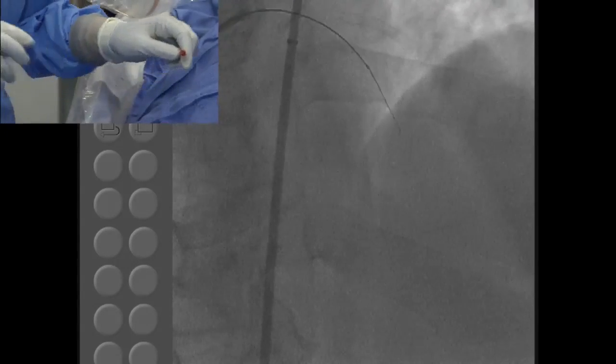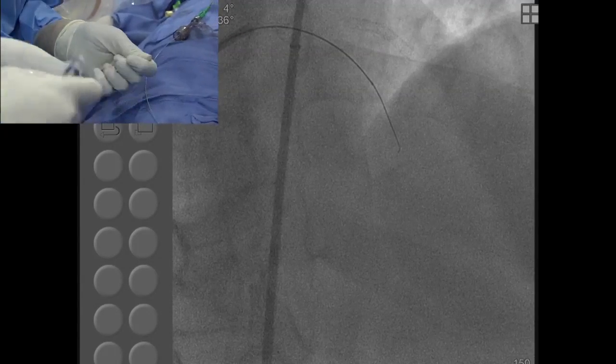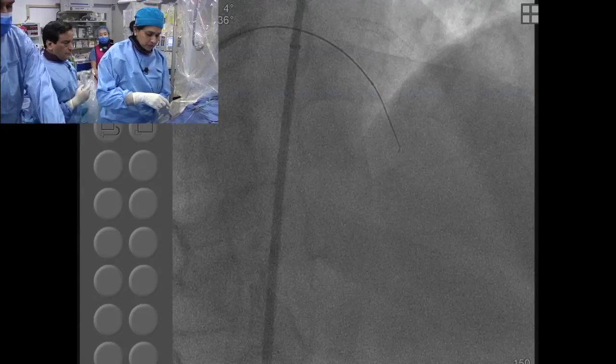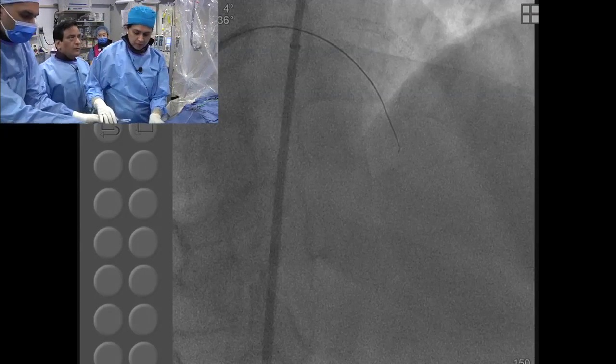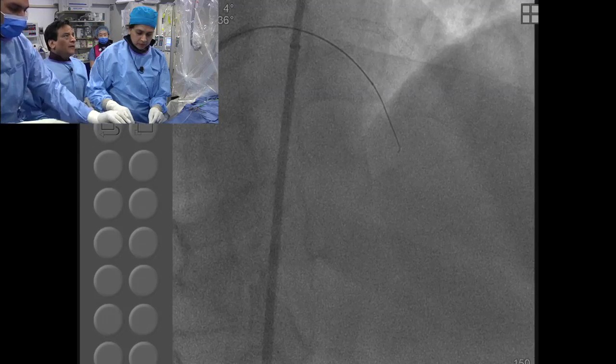I want to go to the caudal view and just try. You want to go back to caudal view again? Yeah. Okay, we're going to go to the same view. RAO 4, cranial 30.